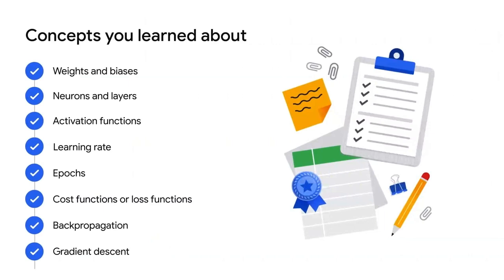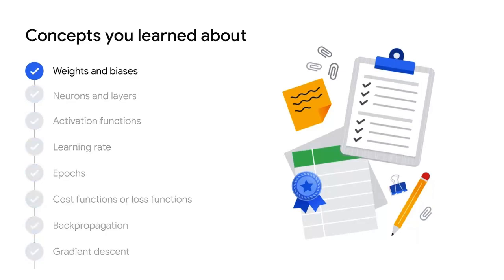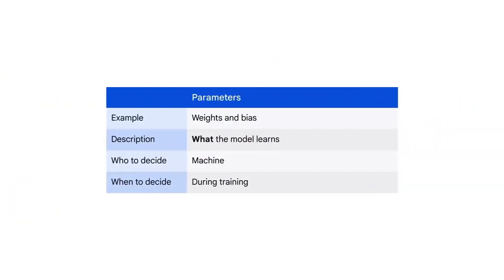Learning about neural networks can be exciting, but also overwhelming with the large number of new terms. Let's take a moment to review them. In a neural network, weights and biases are parameters which are learned by the machine during training. You have no control of the parameters except to set the initial values.